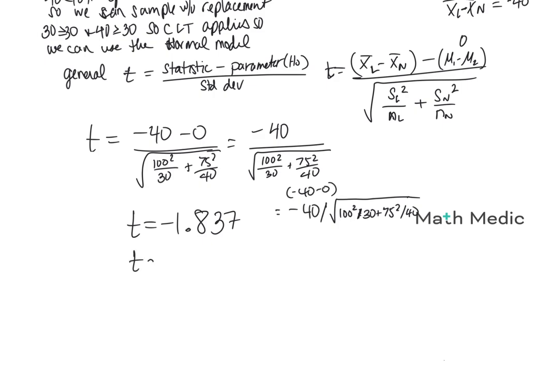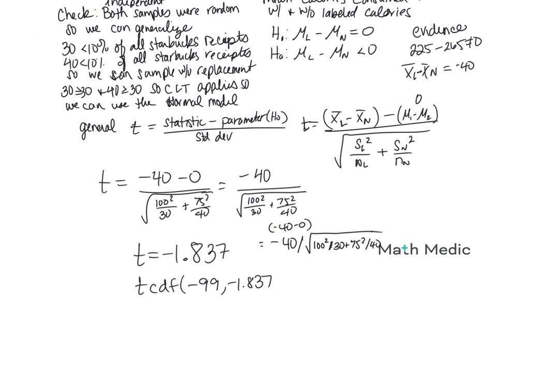And then you're going to go for tcdf, negative 99, negative 1.837. Our alternative hypothesis was less than, that's why we're using negative 99. And then my degrees of freedom, we said, a conservative estimate would be to use 30 minus 1, 29, or you can use 40 plus 30 minus 2, 68. So let's just do 29. Okay, I got 0.038.